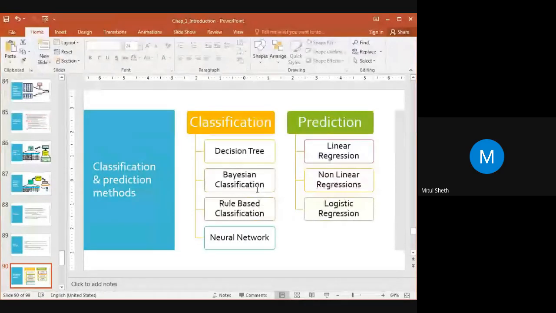Okay, all the algorithms we will discuss in chapter number 6, the classification and prediction chapter. We will see them one by one. What is a decision tree, what is Bayesian classification: all are basic algorithms for classification. But when you have numeric values, at that time you need to use prediction. So in prediction we have different regression techniques: linear regression, non-linear regression, and logistic.